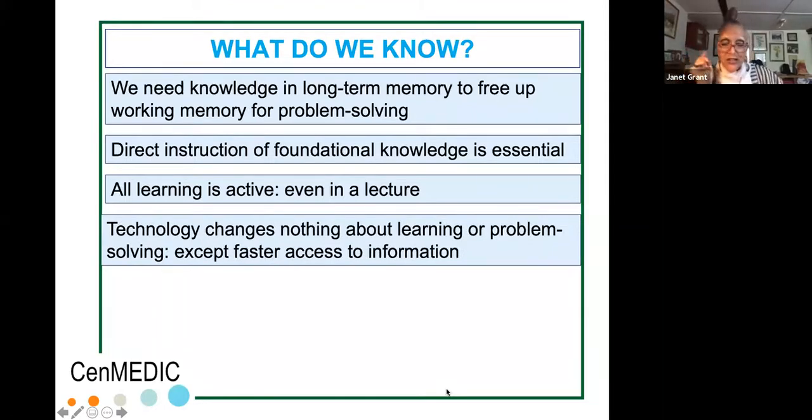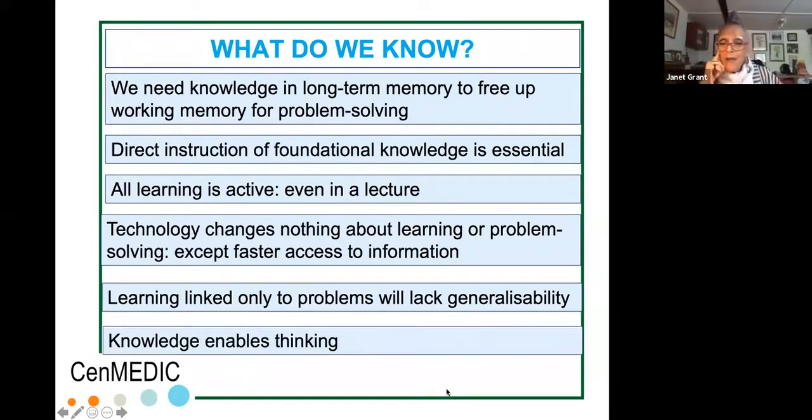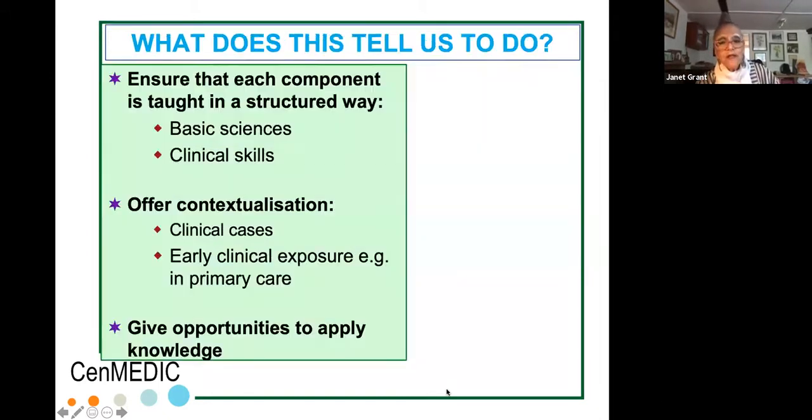Technology actually changes nothing about learning or problem solving. It's just faster access to knowledge, and that's important for what's going on now. Learning linked only to problems isn't going to be generalizable. You've got to have an initial structure of the knowledge itself, because knowledge enables thinking. So these are the principles of cognitive psychology that you need to know in order to think about your curriculum.